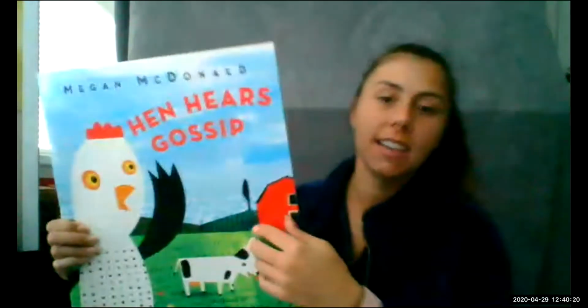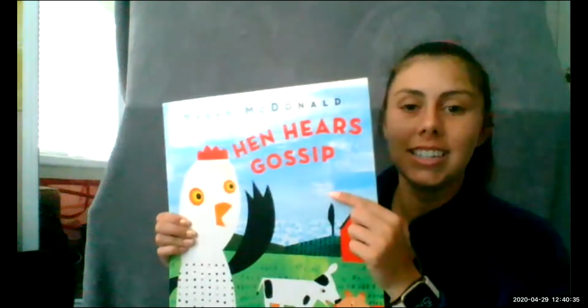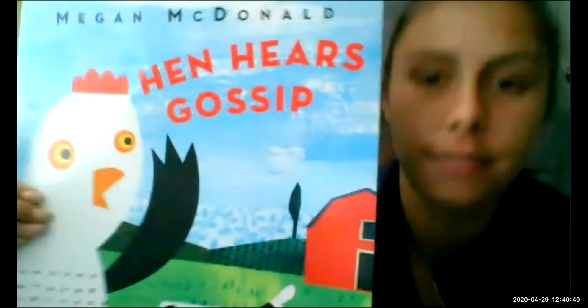Guess what I have? I have a book, and my book has a front cover. And my book has a back cover. And my book even has a spine. And I know the spine holds the pages together. And my book has a title. And I know that the title is the name of the book.